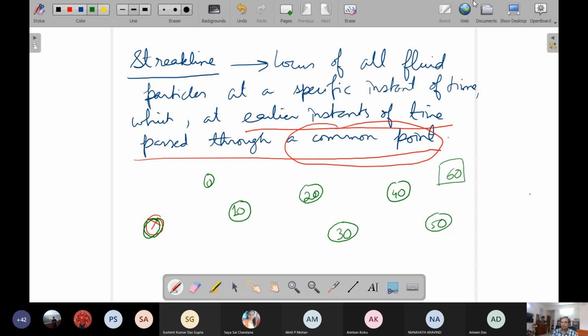So now if you just take a locus of this, I'm drawing it a bit arbitrarily, just joining them in some way. That locus we are calling a streak line.